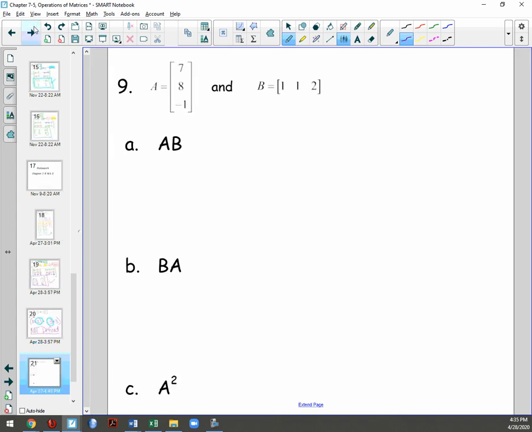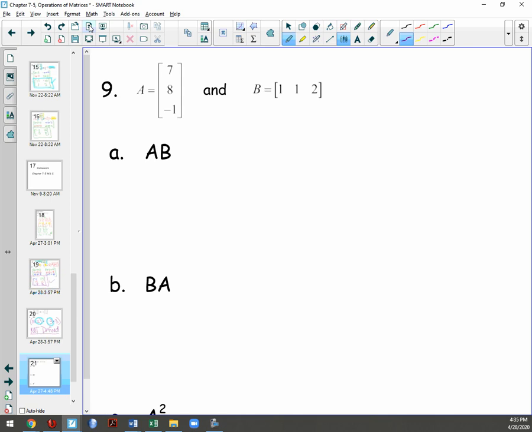Okay, number 9 is exactly the same way. You have 3 parts: A times B, B times A, and A squared. I'm going to be really honest: whenever you have these ones that are odd shaped like this, it kind of throws you off. So trust your gut and understand that you may not be making a mistake like you think.